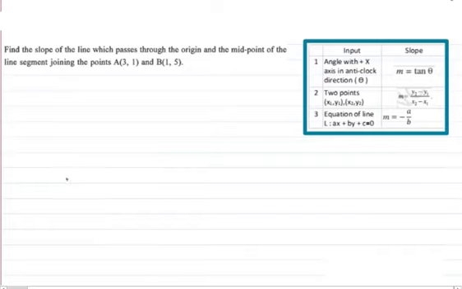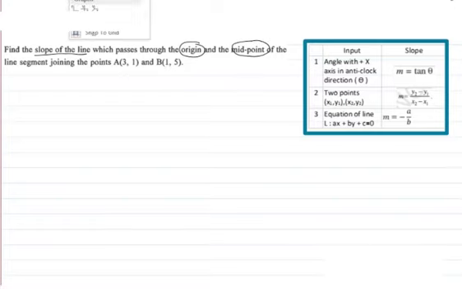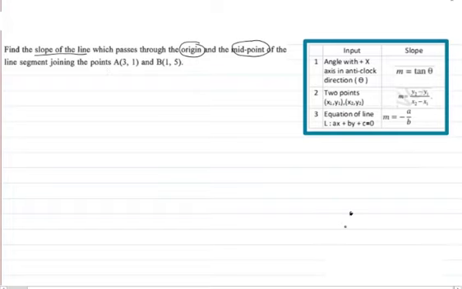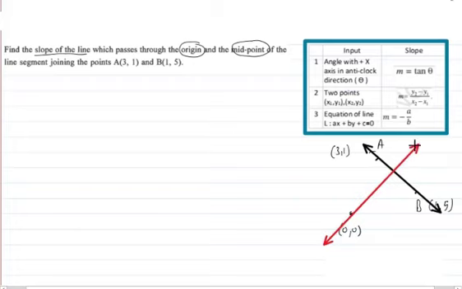In this question, we have to find the slope of the line which is passing through the origin as well as the midpoint of AB. First of all, let's visualize this question. Suppose this is your origin, point A and point B, and our line which is passing from origin and midpoint, this will be L, right? So L is first passing from origin and second point which is the midpoint of AB.